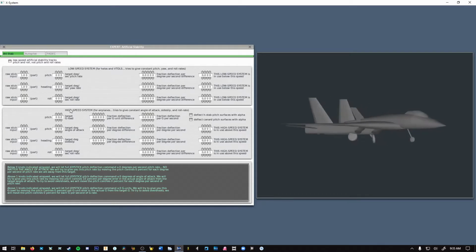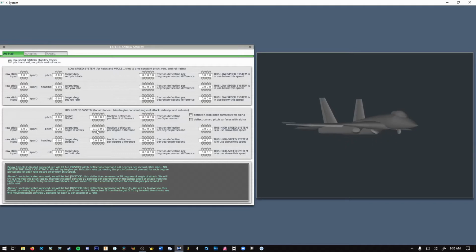For that reason, I am going to say that the maximum angle of attack that this aircraft will be able to command with full stick deflection, that's specified here, just leave these all at 1 for now, that'll be 28 degrees. And so now you can see there's a few other numbers here. Looks like I still have some from when I was experimenting. But basically there are two values you need to set. You need to set the fraction deflection per degree difference, and then the fraction deflection per degree per second.